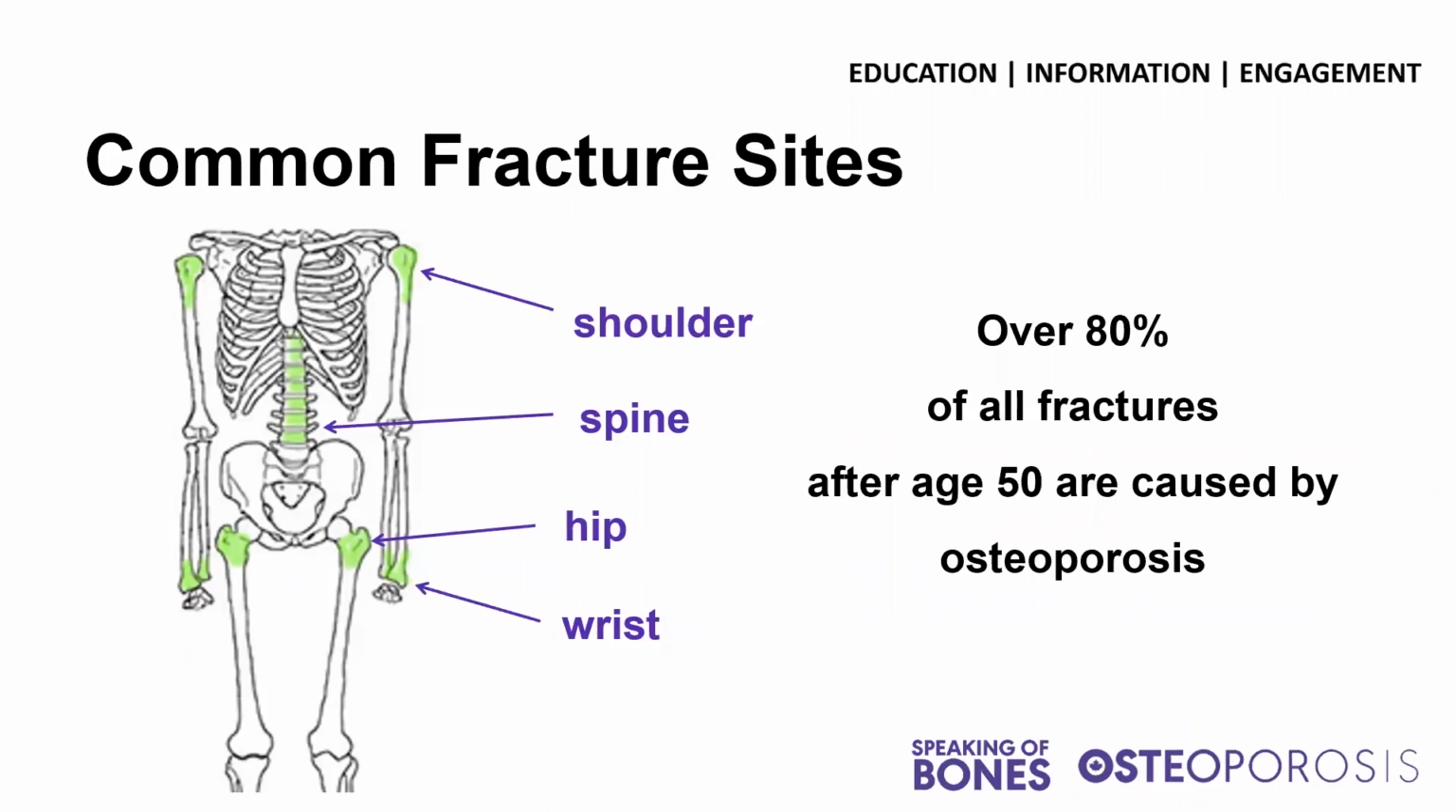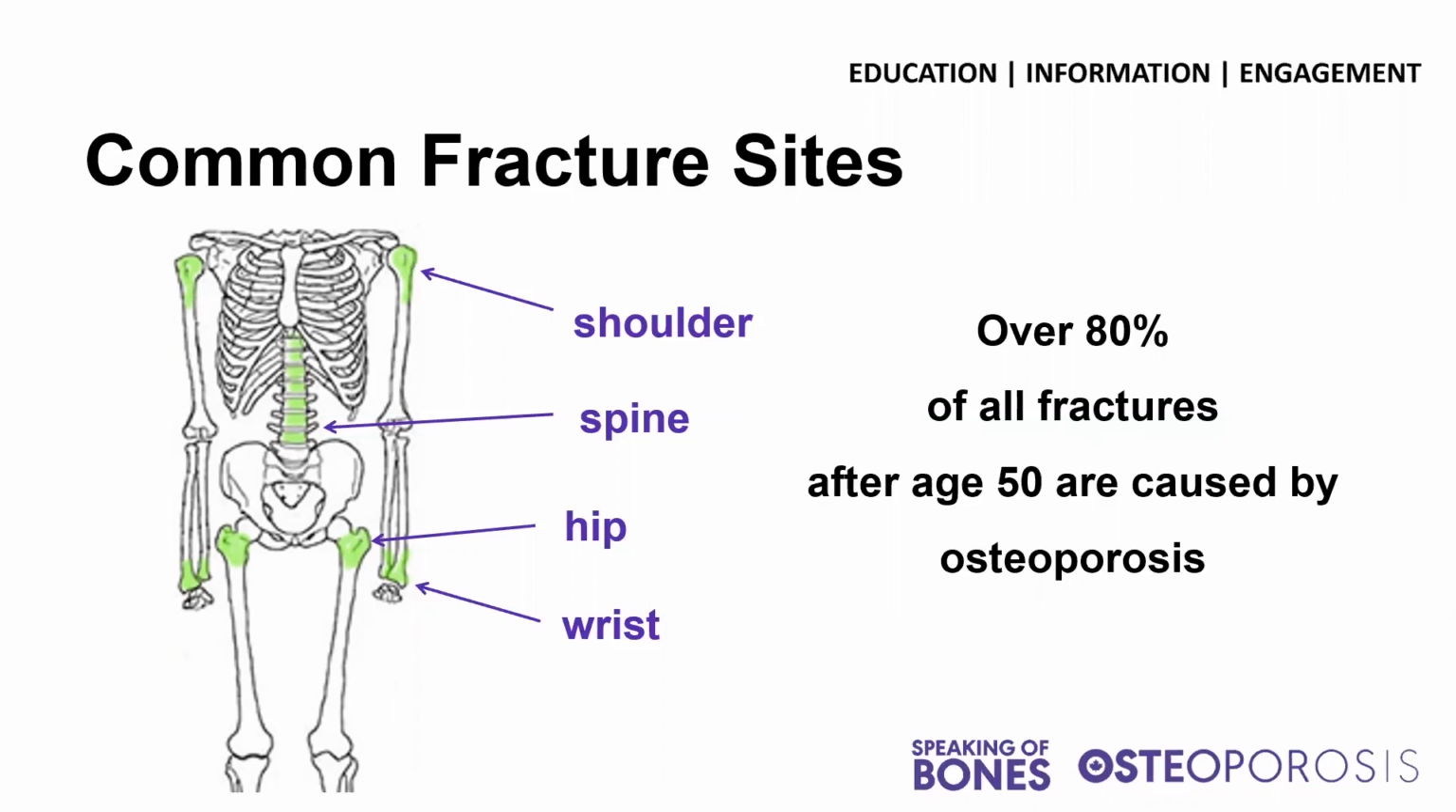With both types of osteoporosis, there are 4 common sites of fracture. So these are the wrist, the spine, the hip, and the shoulder or upper arm. Skull, hand, ankle, and foot fractures are not typically associated with osteoporosis. Over 80% of all fractures after age 50 are caused by osteoporosis.